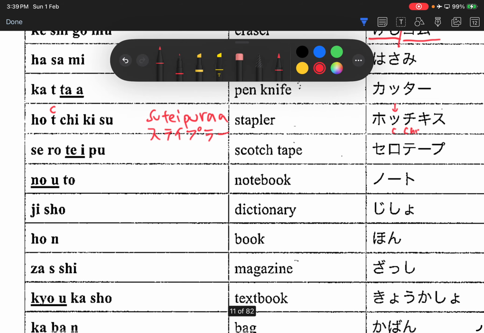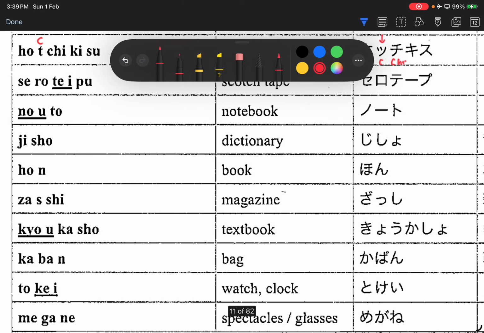Okay, next. Noto. Jisho. Hon. Zasshi. Kyokasho. Textbook. Sometimes in Japanese we use the word tekisuto.